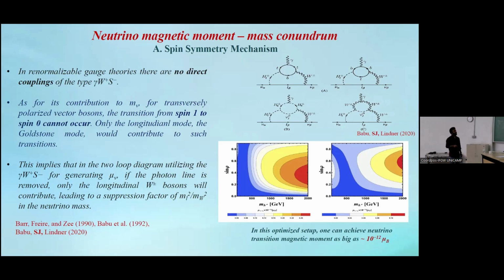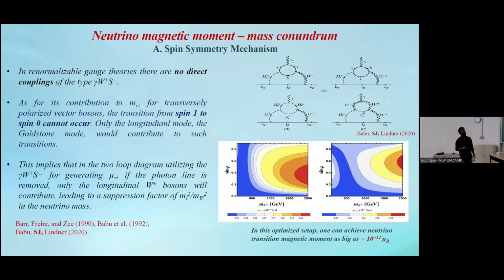This was first proposed by Barr and others in 1990: in the Standard Model, in the renormalizable gauge theory, there is no direct coupling gamma W S. So for this type of gamma, a spin 0 particle and a spin 1 particle, at tree level you cannot write down such an interaction in the Lagrangian. However, in a loop it develops. But the thing is that if you remove the photon, this type of spin 0 to spin 1 transition cannot occur. It's weird, right? If you remove the photon, the spin 0 particle cannot suddenly turn into the spin 1 particle. So as for the contribution to the neutrino mass from a transversely polarized vector boson, that spin 1 to spin 0 transition cannot occur. Only the longitudinal mode, the Goldstone mode, will contribute to such a transition.